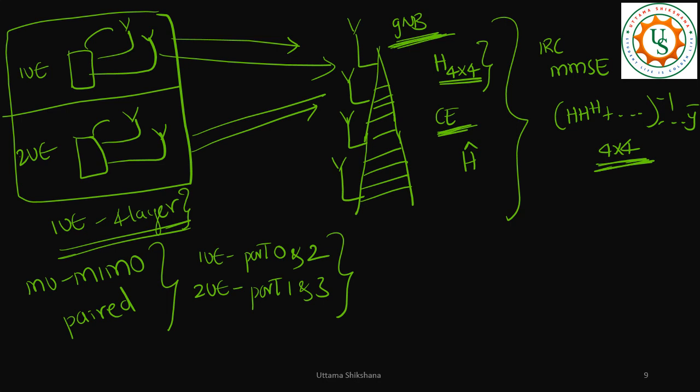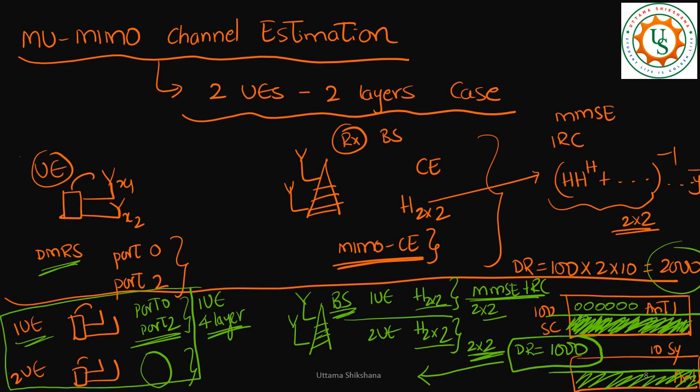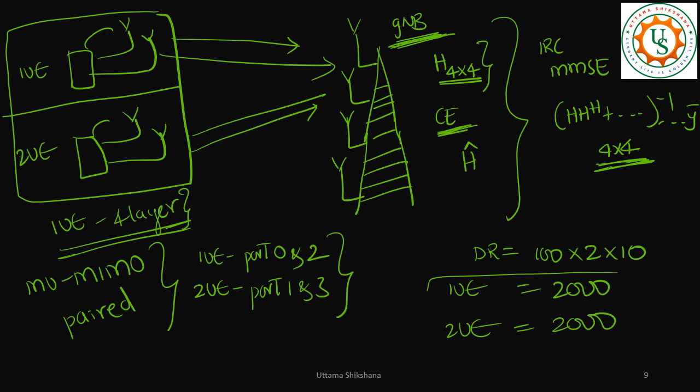I hope you got the clarity. So in this case, what is the data rate across one UE? We are assigning all the 100 and two layers, and we have 10 symbols. So 2000 for the first UE, and for the second UE as well, we have 2000. Whereas earlier, if you see, each UE had just 1000. So we could double the data rate. That is the advantage of going for multi-user MIMO, right?